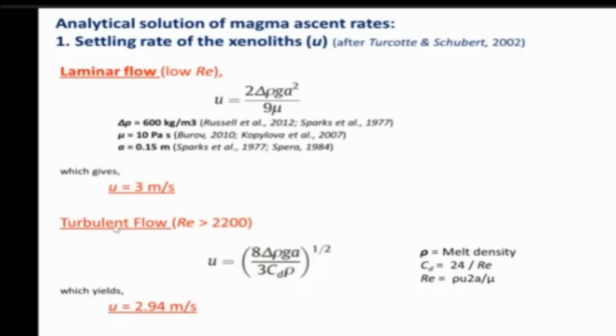So you can see that the xenolith size that we considered has a dimension of about 15 centimeters. So these are quite large macrocrysts or xenoliths that are present in the kimberlitic rock. To have this kind of inclusions, the magma has to ascend at this particular velocity.